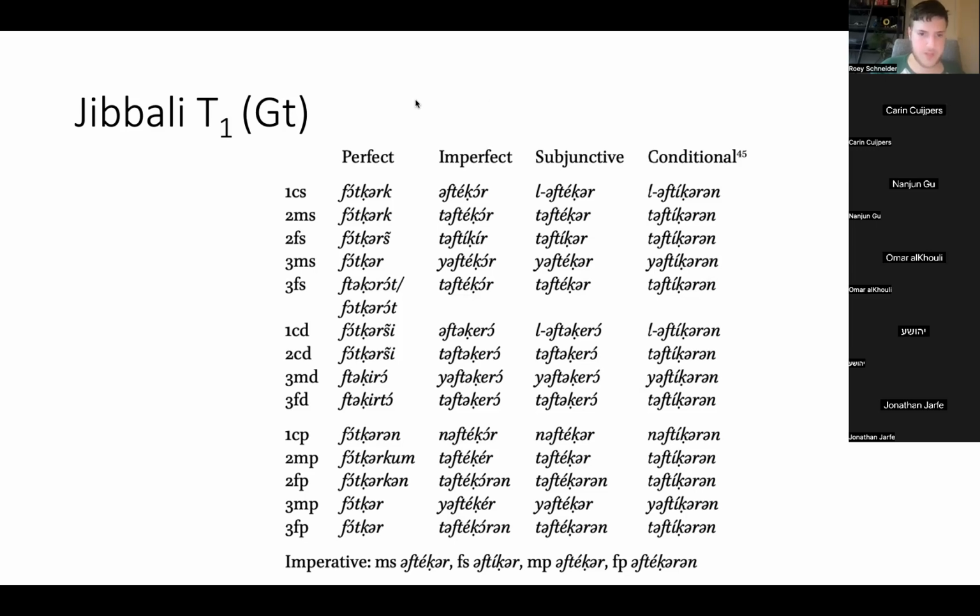But I would like to at least mention the T1 stem, which is the GT stem, basically. So we have fotker, fotker, to become poor or something like that, or to be poor, to be in need. It stays pretty much the same in all of the conjugation, except when you add an all afterwards.